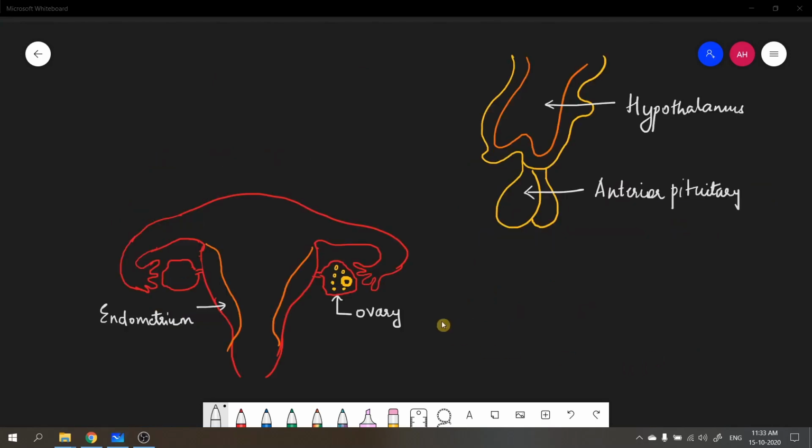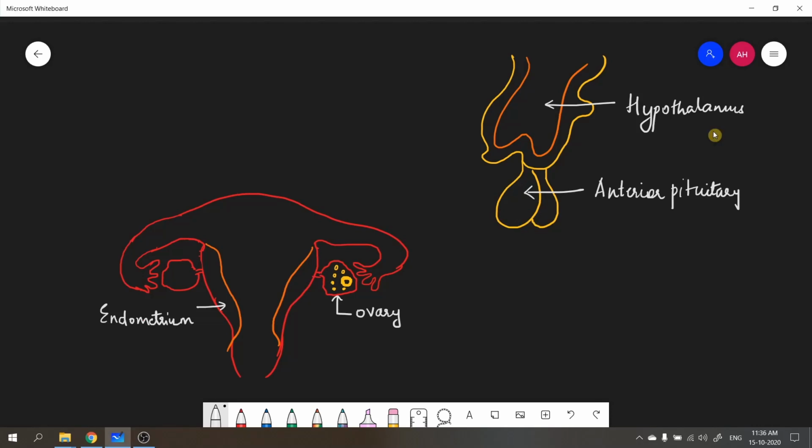So here I have shown a diagram to explain the site and the action of the hormones that are involved in menstrual cycle. So you all can see hypothalamus here. Hypothalamus is a part of midbrain. And to the hypothalamus is attached the pituitary gland. This is the pituitary gland. And this is the anterior pituitary. That is the bigger portion of the pituitary gland which produces major hormones.